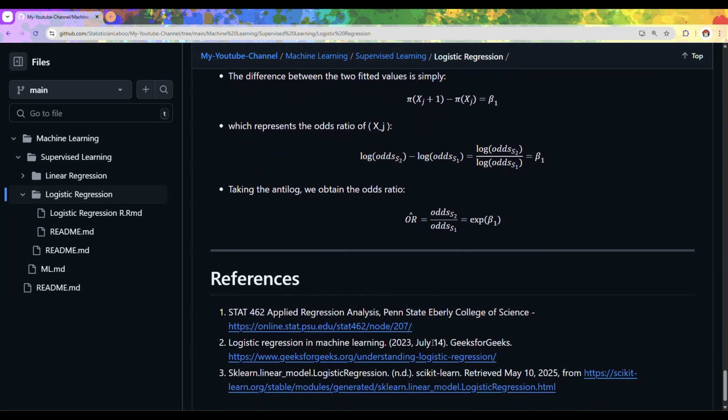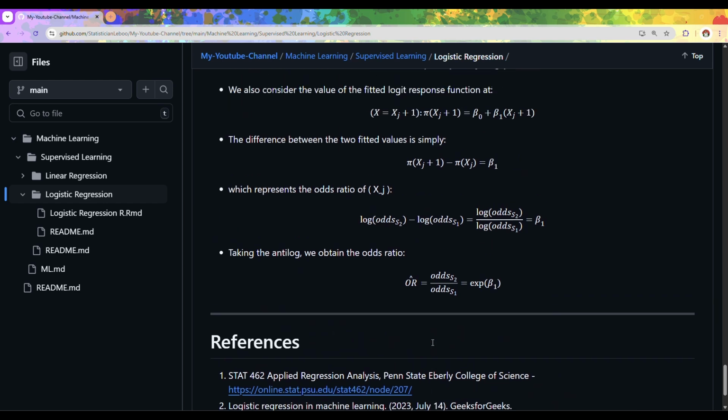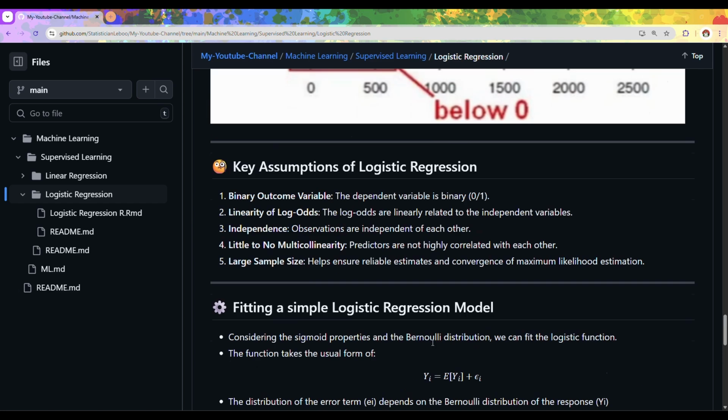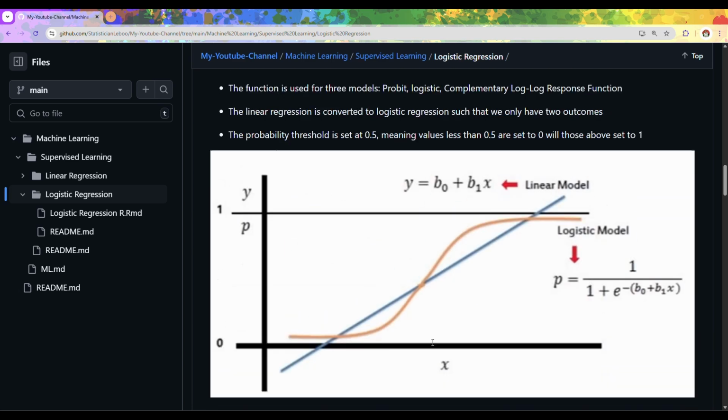We have some references here for extra reading, and in the next set of videos we'll be implementing an example in R and later also in Python, so that you can see how we implement this concept of logistic regression.